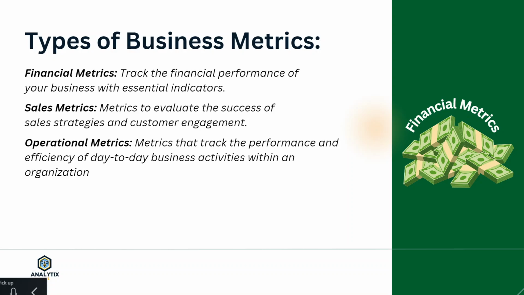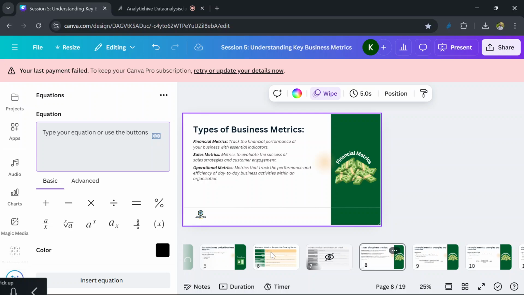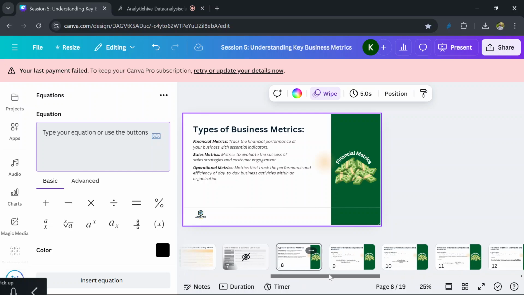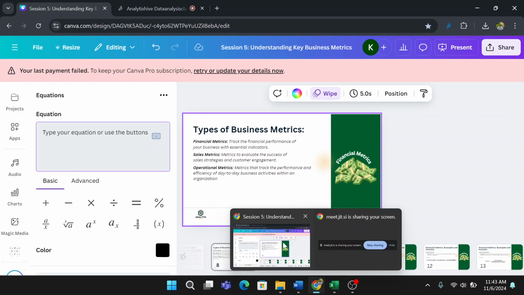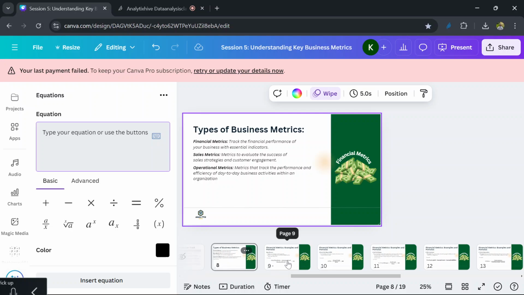The other one is sales metrics. They are used in evaluating the success of sales strategies, customer engagement, and all that. We still have operations; these ones are usually focused on internal day-to-day activities in a company or in an organization. We still have other ones like marketing and all that. So those are different kinds of metrics you can track. It all can vary depending on your organization and your business goal, right?